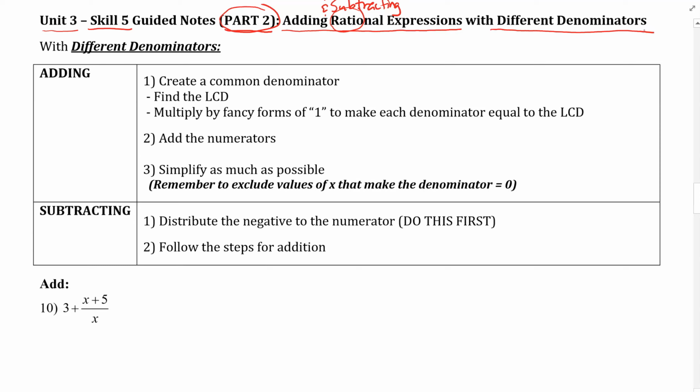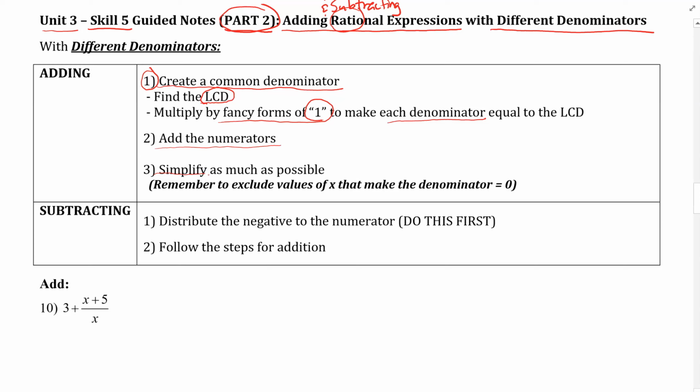Well, basically what you need to do is create a common denominator. So that'll be step 1, and that'll probably be the most challenging part of adding and subtracting rational expressions, creating that common denominator. So it will involve finding an LCD, and this is a skill we learned how to do in our last video. It will also involve multiplying by fancy forms of 1, and you'll see what that means when we get to it, because we're going to be making each denominator the same. And to do that, we have to basically multiply by 1, and then from there it's just like the part 1 video. You basically add across the top and then simplify if you can at the end.